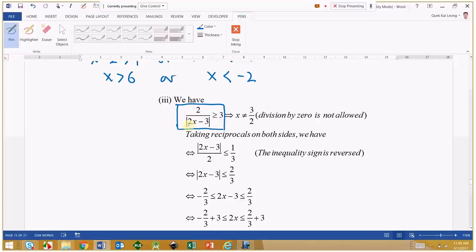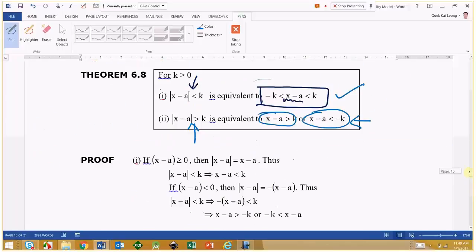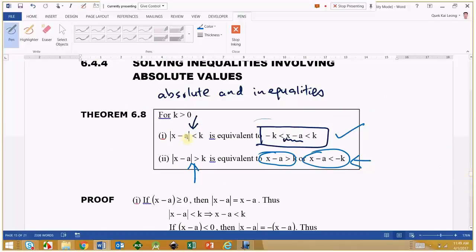There is an absolute sign here. There is an inequality. So to solve an absolute inequality, use these two results here. If you see an absolute inequality, use these two results here. If you don't want to use these two results, then you have to consider both cases.